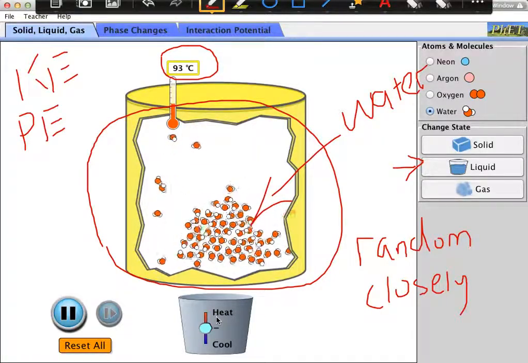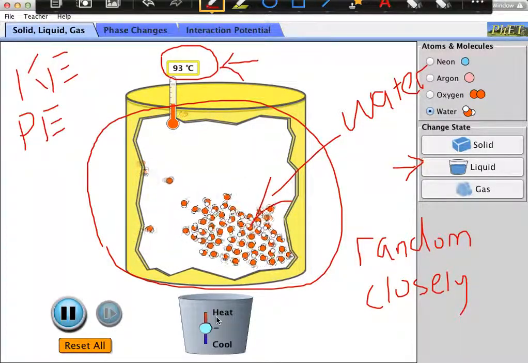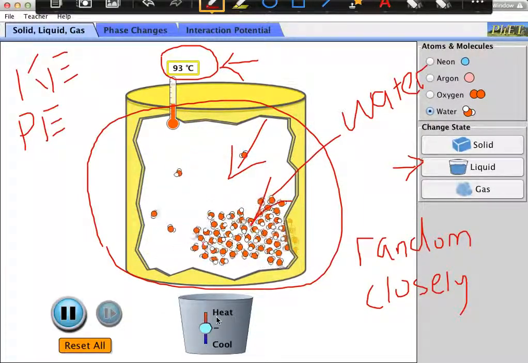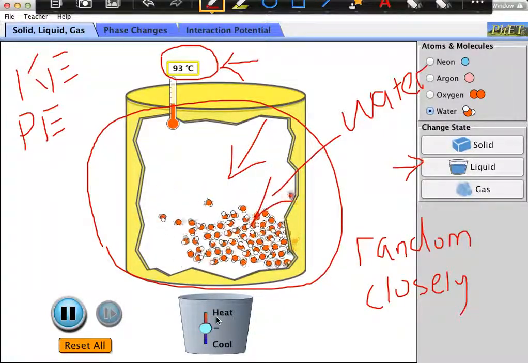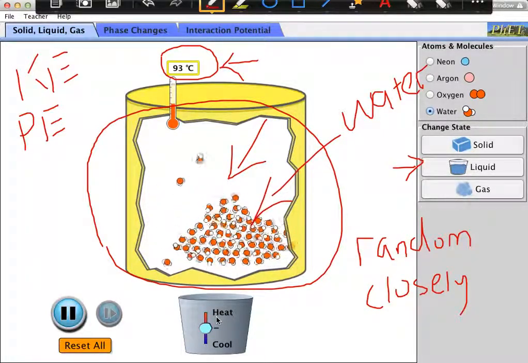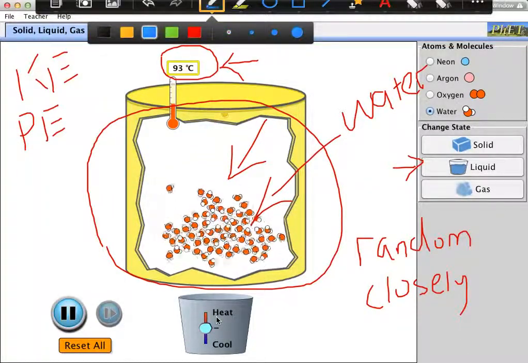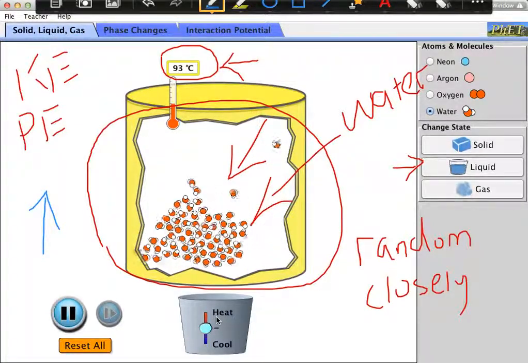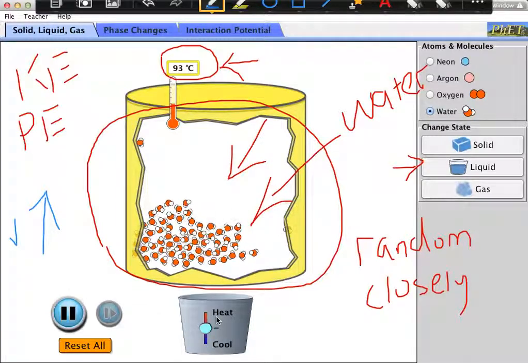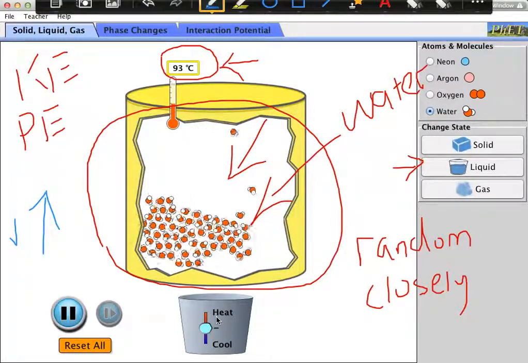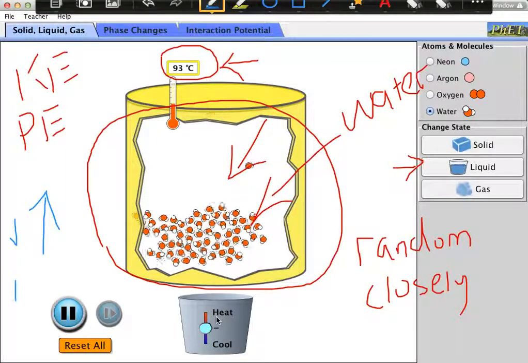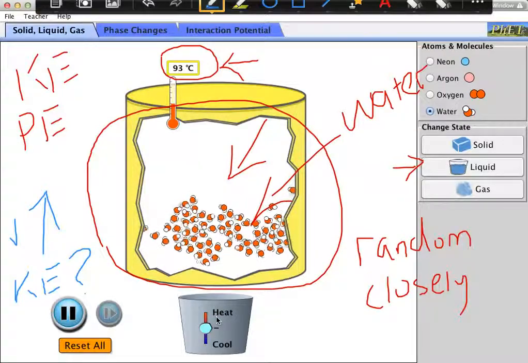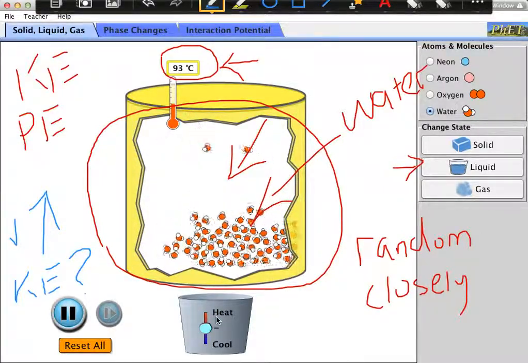At 93 degrees Celsius, take a look once again at the water molecules. What happened to the motion? You actually notice that the motion increases. In other words, the velocity or the speed of the molecules goes up. So what can you say about the KE? Will the KE remain the same, or will the KE change?